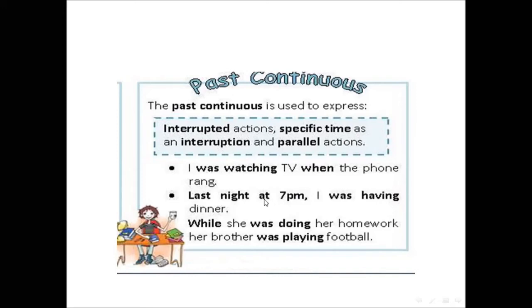Now here, the specific time at 7 p.m. Okay, when you put the clock or the specific time or non-time. I was having dinner. The last one, while she was doing her homework, her brother was playing. These are two actions that were happening at the same time. By using while always, we can describe this situation. Now, these are the main points, or the summary, about the past continuous.